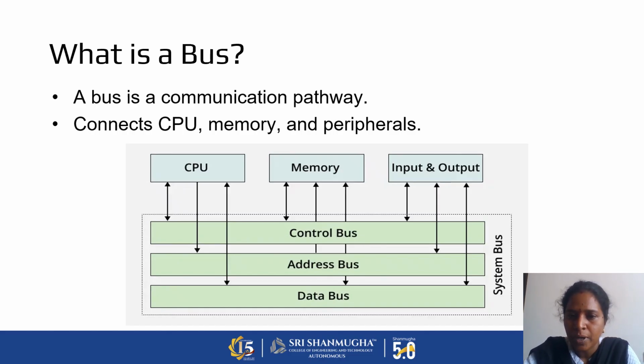The CPU can be connected to three buses: the data bus, address bus, and control bus. In the same way, memory, which can be classified into two types, volatile and non-volatile memories, is also connected to these three buses. The three buses together are defined as the system bus. The system bus connects the CPU, memory, and input and output devices through these three different types of buses. In the next slide, we discuss the different types of buses in detail.